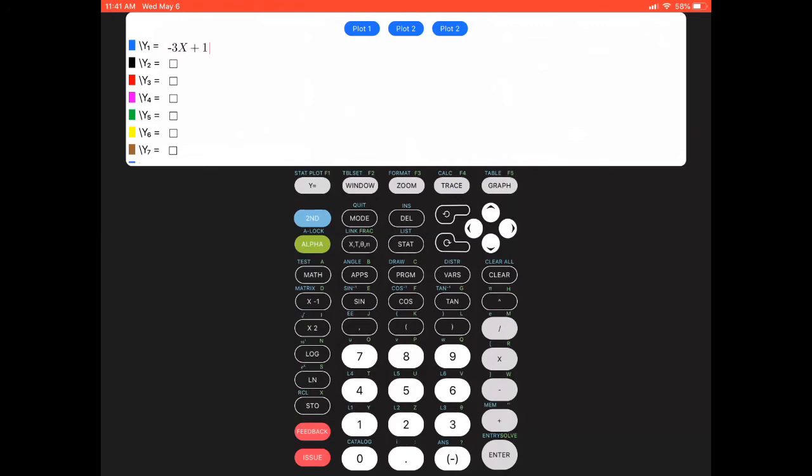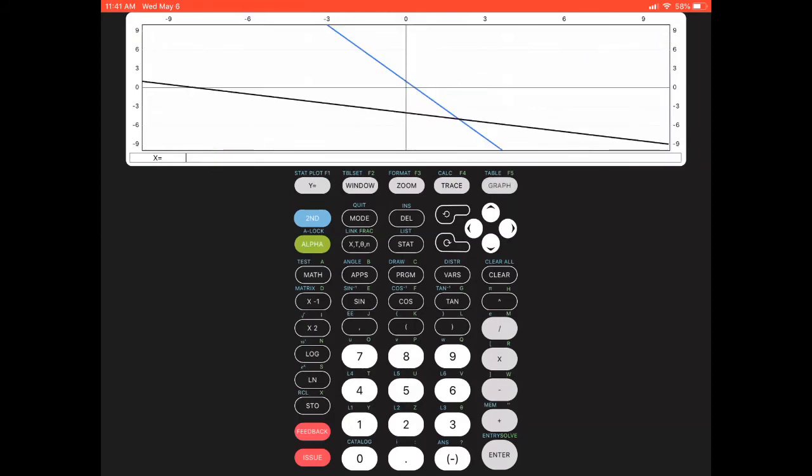plus 1, and then I can put in negative 1/2 x minus 4, and I can hit graph, and I see they intersect again. It looks like the x coordinate is somewhere between 0 and 3, and the y coordinate this time is between negative 3 and negative 6.